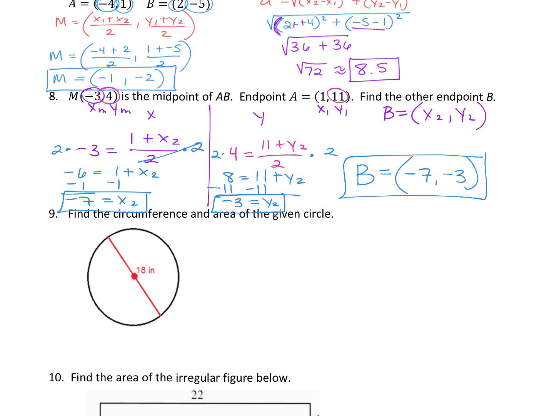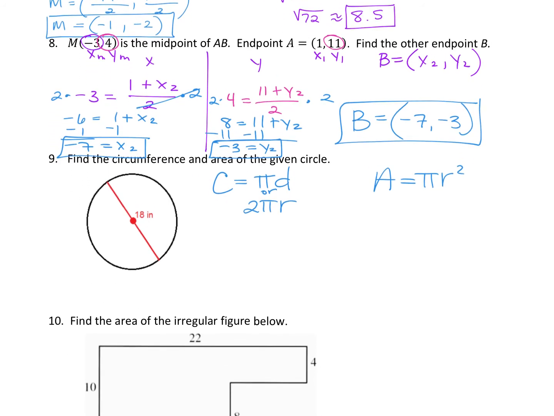Okay, number 9. Find the circumference and the area. First of all, you should know these formulas. What is circumference? Pi times diameter, or 2 pi r is fine also. Okay, pick one. You don't need to know both. Area is pi r squared.